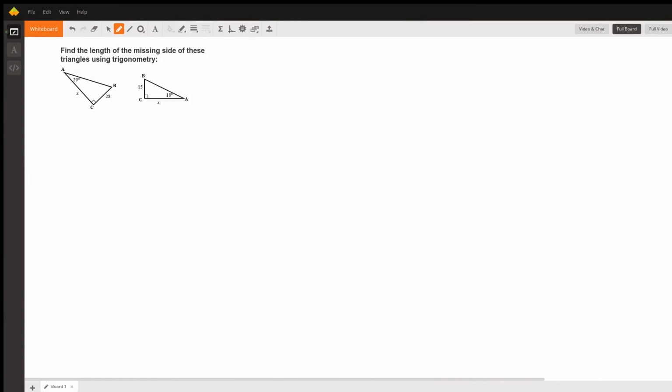Today we're going to talk about how to find the length of the missing side for these triangles using trigonometry. What I always tell my students is to circle the angle that they give you, or if the problem has an X there and you're looking for the angle, that's the angle that you circle. So here I've circled the angle that they gave me.